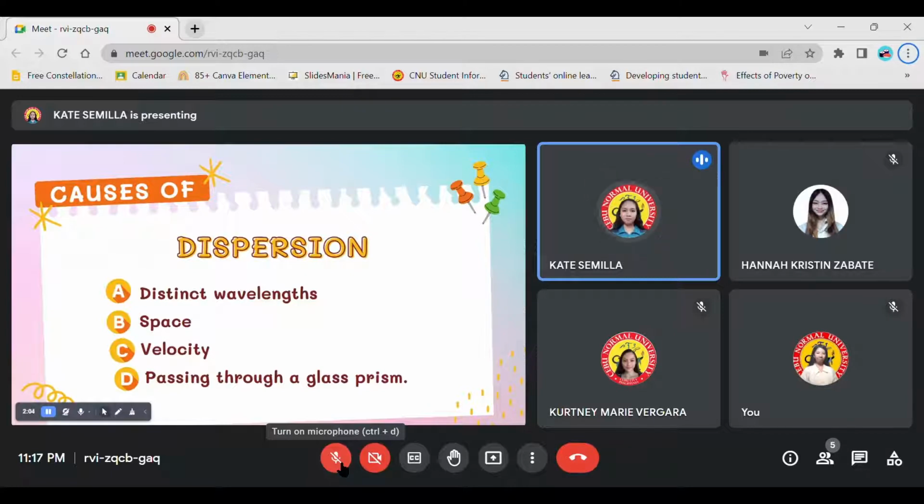Velocity. Various colors of light bend through different angles due to differences in their velocity. Red light travels the fastest through any transparent medium, whereas violet light travels the slowest. As a result, red light bends the least while violet light bends the most. Thus, the dispersion of white light into seven colors happens when various colored photons bend at different angles while passing through a glass prism.